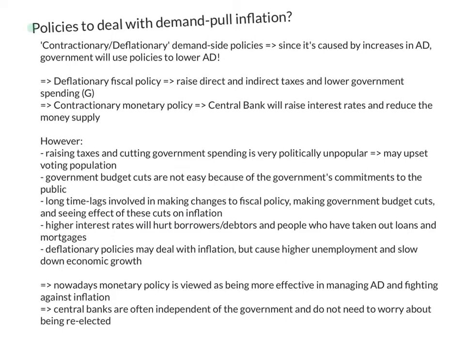So what are some policies to deal with demand pull inflation? Well, there are several. The government will have to adopt contractionary policies, that cause contraction of economic activity, or sometimes we call them deflationary demand-side policies. Since demand pull inflation is caused by increases in AD, it would make sense that the government will use policies to lower aggregate demand. So the government could adopt deflationary fiscal policy, which includes raising direct and indirect taxes and lowering government spending, or it could adopt contractionary monetary policy or deflationary monetary policy, where the central bank will raise interest rates and reduce the money supply.